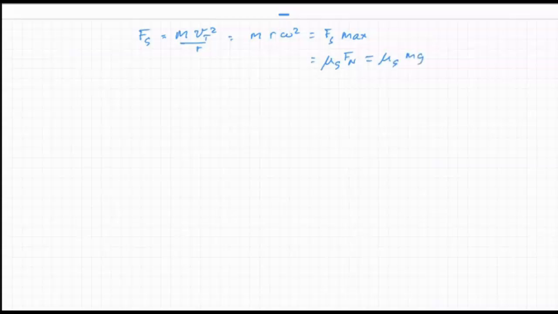So we have on the left-hand side m r omega squared, and on the right-hand side mu sub s m g. This is an r here. So the masses m cancel out. And omega then is equal to the square root of mu sub s g over r.